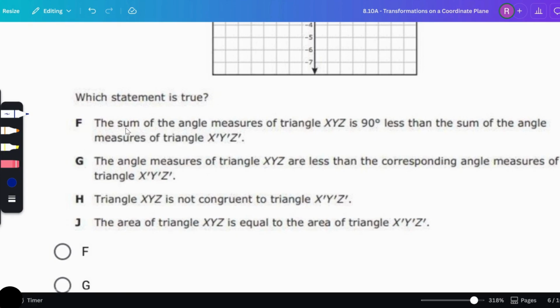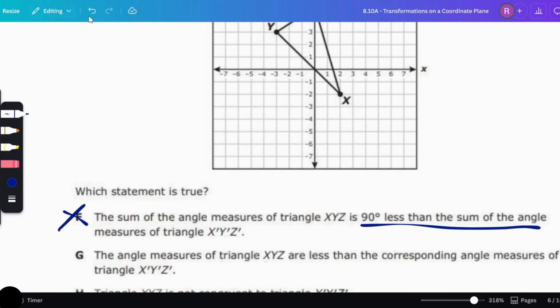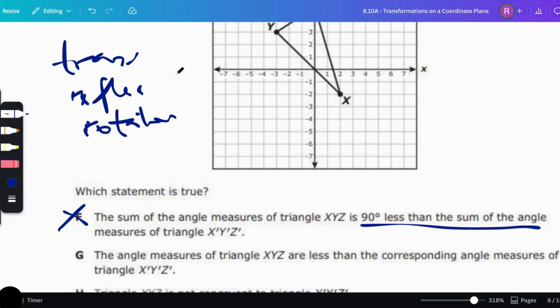The first one says the sum of the angle measures of triangle XYZ is 90 degrees less than the sum of the angle measures of X prime, Y prime, Z prime. This is wrong because, like I stated, translation, reflection, and what is the other one, rotation, they do not change the sizes.